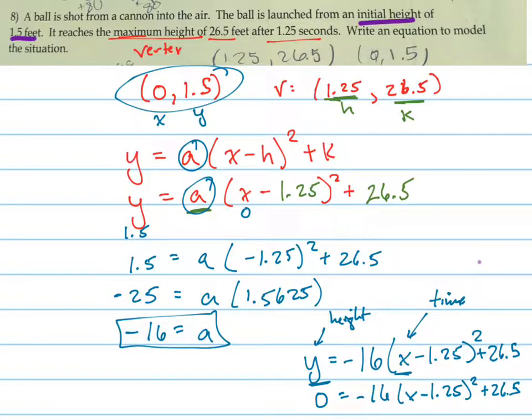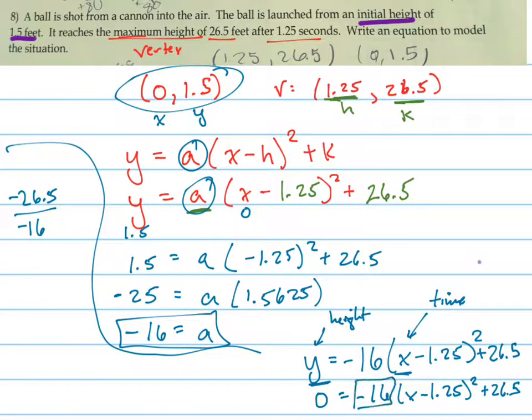So we plug it in, we solve that equation. And again, the way you do that is to subtract 26.5 from both sides. Then we're going to divide it by negative 16 to get rid of that. And then we're going to take the square root of that to get rid of that. And then we're going to add 1.25. So I can kind of do all that in one step.